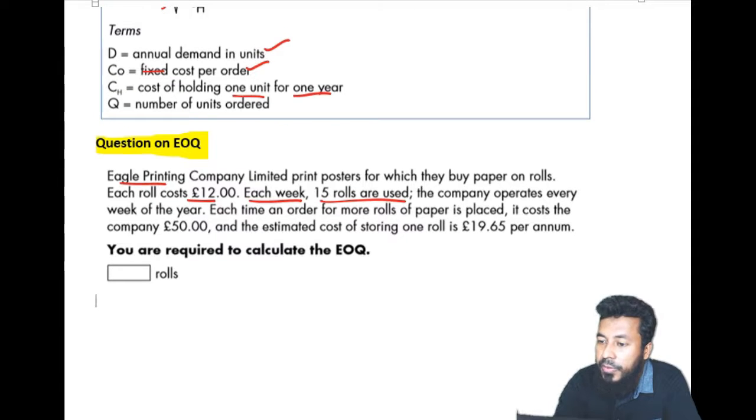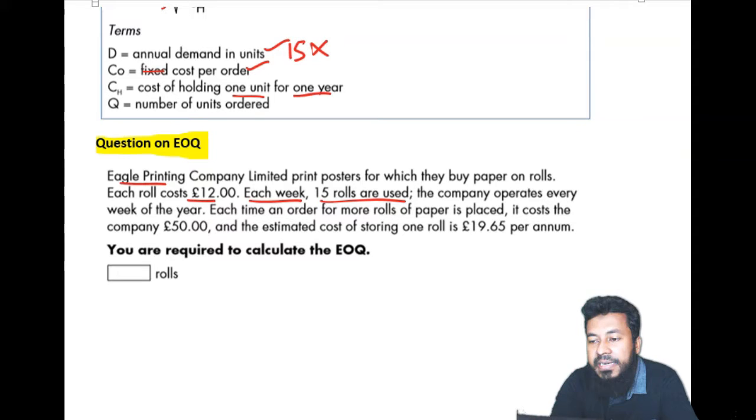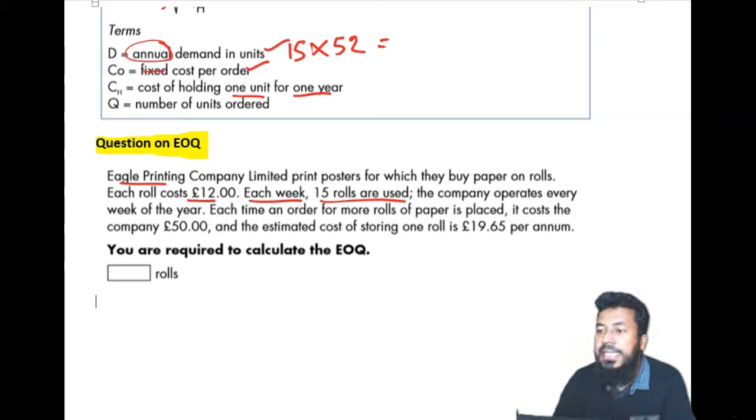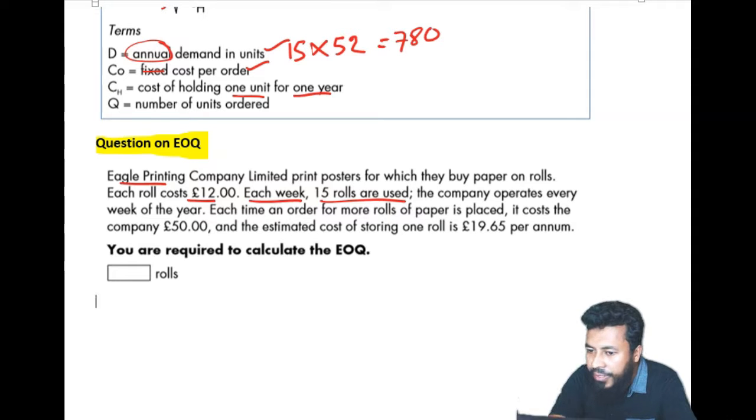So 15 rolls times how many weeks in a year? Because the demand is annual demand, remember. 52 weeks, thank you. So if I get the calculator, 15 times 52 gives 780. 780 rolls demand. Keep reading, keep going. The company operates every week of the year.